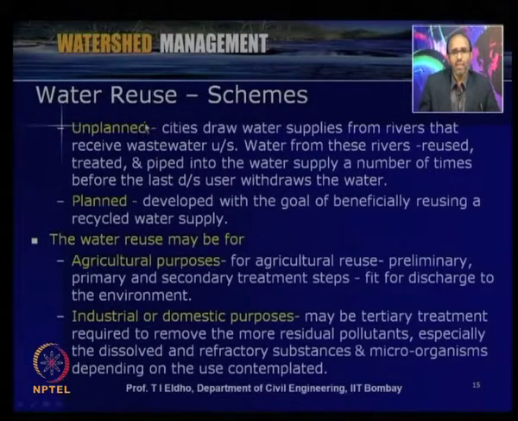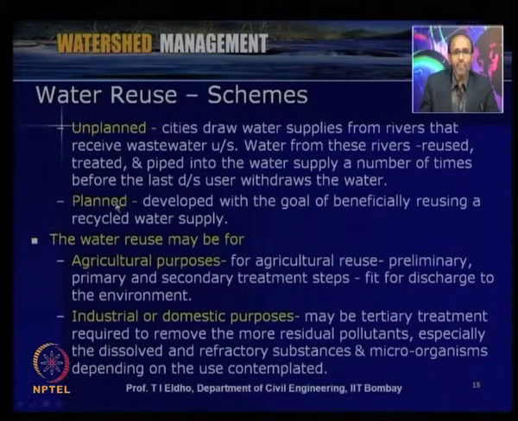In unplanned reuse schemes, as I mentioned earlier, cities draw water supplies from rivers that receive wastewater upstream, and water from these rivers is reused, treated and piped into the water supply a number of times before the last downstream user, say the last city, withdraws the water. Especially on the banks of long rivers, we can see a number of cities on both sides. These are all unplanned. The cities are developing and need water, and we cannot plan in advance. So this is called an unplanned scheme.